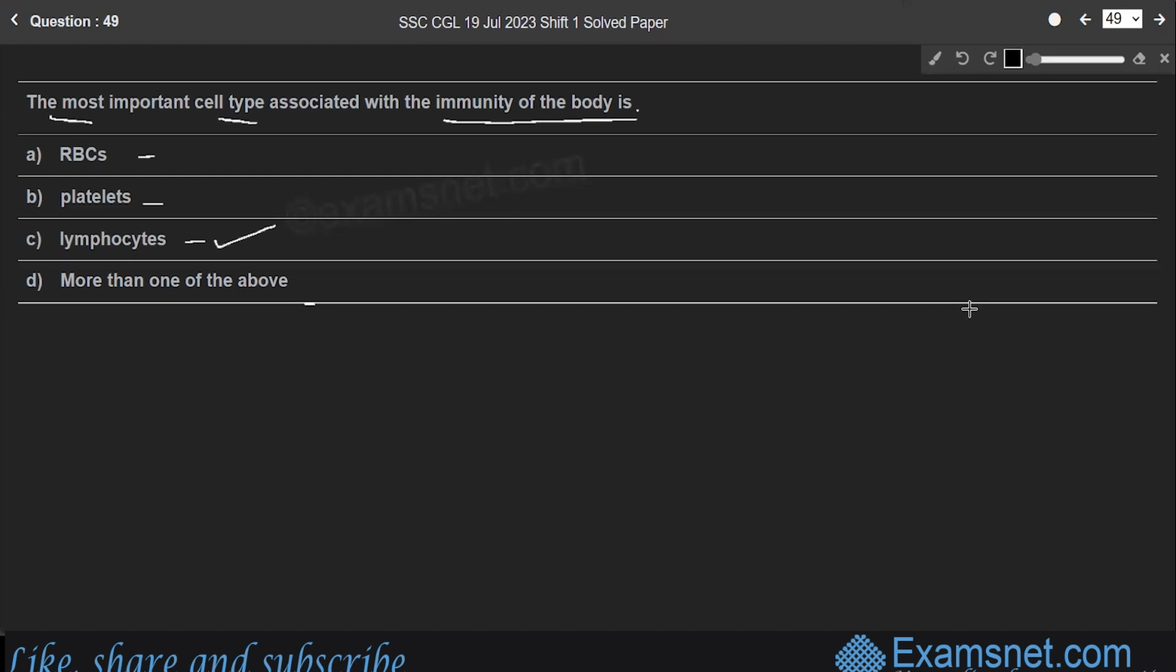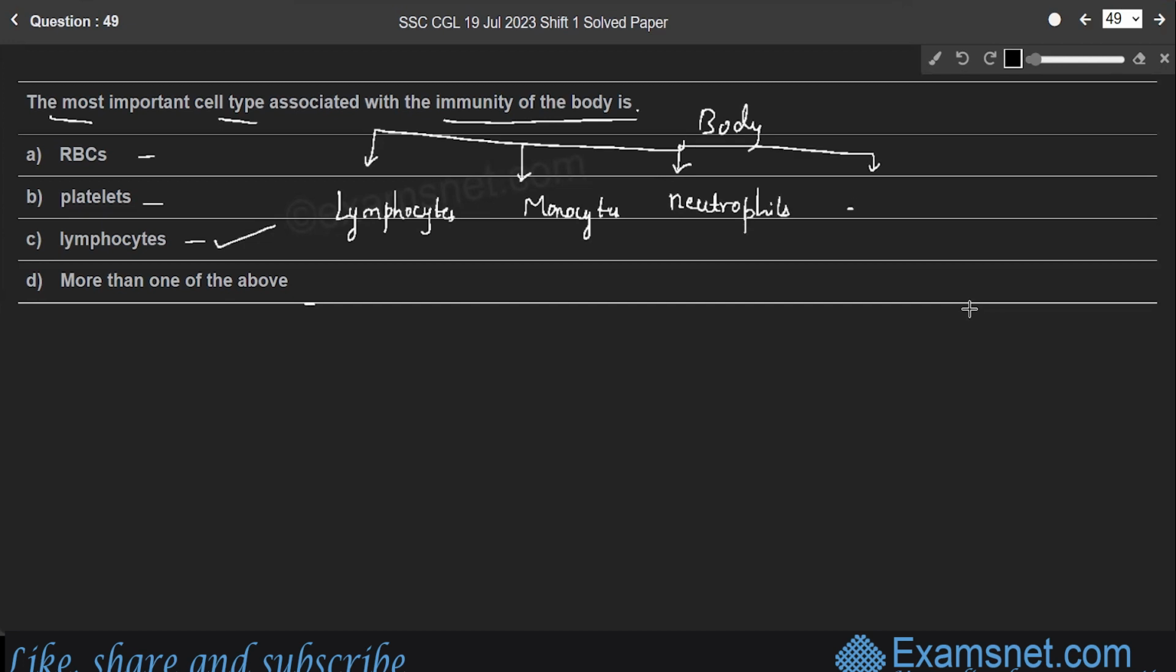So here students, our body comprises lymphocytes, monocytes, then neutrophils, eosinophils and basophils. So our body is composed of, first one, lymphocytes, then monocytes, then neutrophils, then comes eosinophils, then basophils.